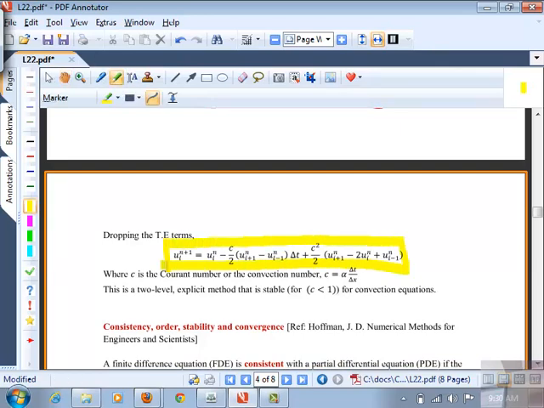for the Lax-Wendroff method, where C is alpha times delta t over delta x. Alpha is your wave speed that appears in the equation. And that is a very important number. It's called the Courant number or the convection number. And stability of these schemes is determined by the Courant number. Some algorithms, you need to have that as less than 1, for example.